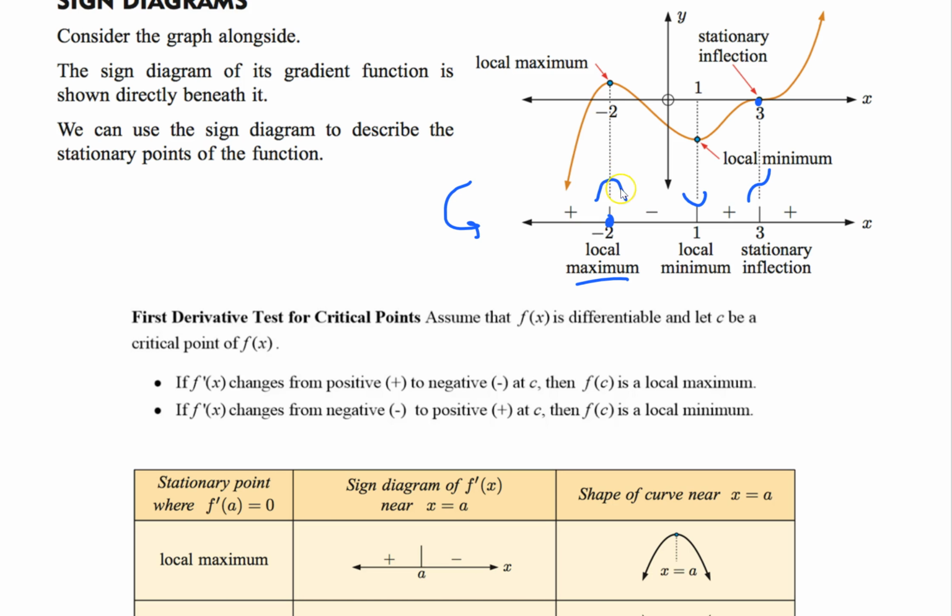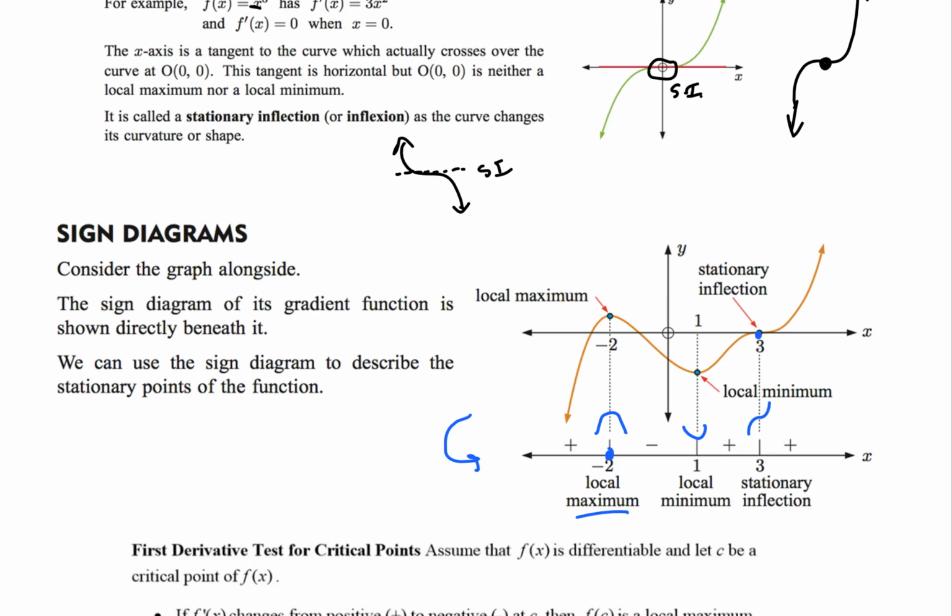Local max when it increases and then decreases. Local min when it decreases and increases. Stationary inflection when it does not change signs. Same thing would happen here: it would be decreasing and then decreasing. So it doesn't change signs, stationary inflection.